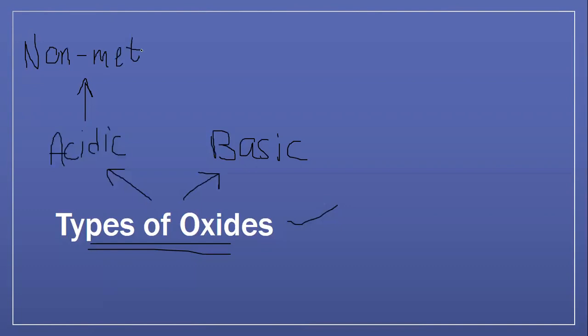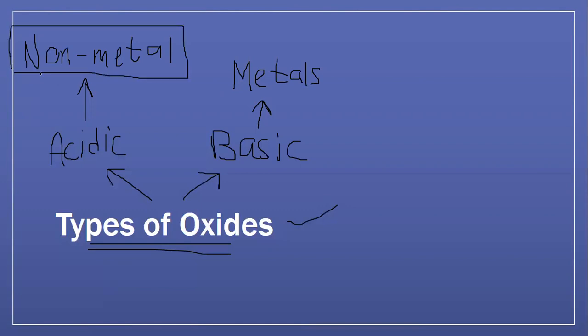Can you give me an example of non-metals? Nitrogen. Exactly, nitrogen. तो non-metal oxide क्या होंगे? NO2, SO2. ये क्या है? These are acidic oxides. Basic oxides जो होते हैं, they are mostly made up of metals.